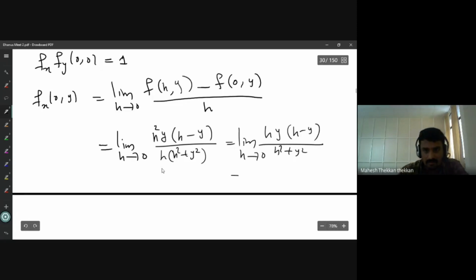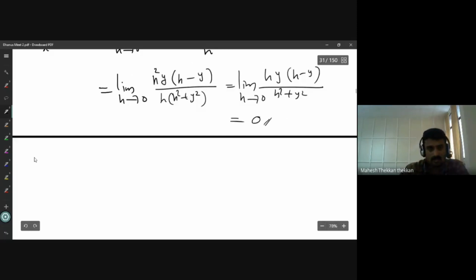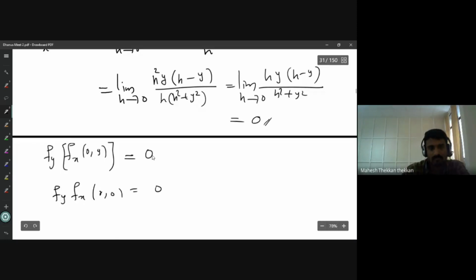So what is this? This is again 0, right? In the numerator there is an h term, in the denominator I will get y square. Since the numerator has an h term, this is getting 0. So what I got: fx at 0, y is 0. So fx at 0, y is a function of y alone. That function is 0. So what about fy of fx at 0, y? This is again 0. So you got fy fx at 0, 0, that is 0.